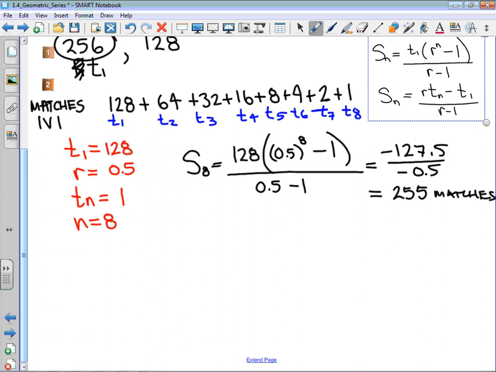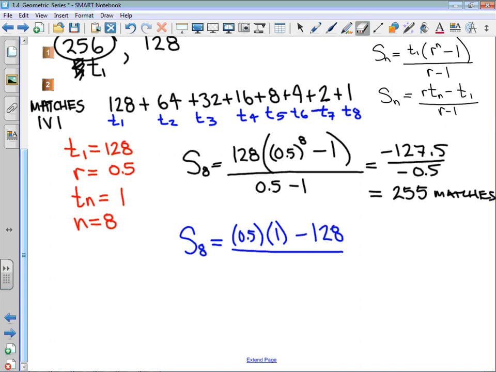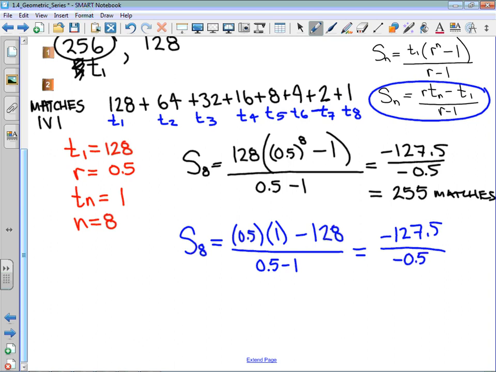Now, assuming we've done this correctly, and I think we have, I should be able to get the same number using my other formula. I'm still going to write S8, but with the other formula, I'm going to take the common ratio of 0.5, and I'm going to multiply it by the last term, which is 1, and I'm going to subtract the first term, which is 128, and that's going to be divided by the common ratio of 0.5 minus 1. So just to be clear, I'm doing this formula right here in blue. When I use those values and I determine the numerator and the denominator separately, we're going to see something pretty important happening here. I am going to get the same expression, right? 0.5 minus 128 is negative 127.5, and 0.5 minus 1 is negative 0.5, and we get 255 matches with both of these formulas.